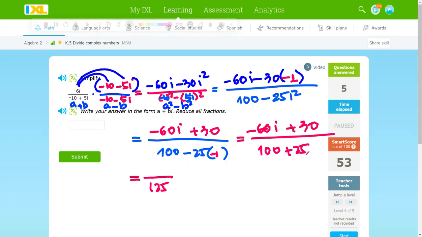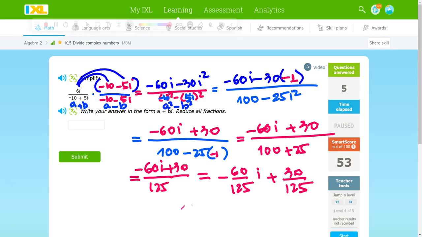I'm going to divide each of them by 125. Negative 60 divided by 125, and then i, plus 30 divided by 125. Negative 60 divided by 5, simplify by 5, that's negative 12 over 25, and then i. For 30 over 125, simplify by 5, it comes out 6 over 25.